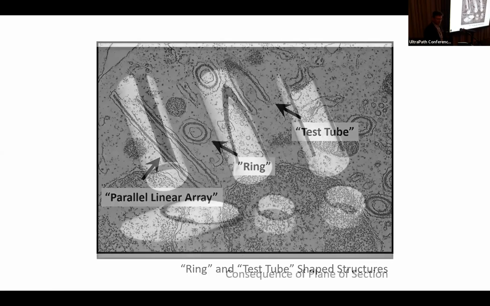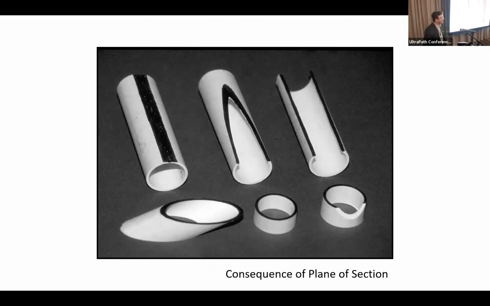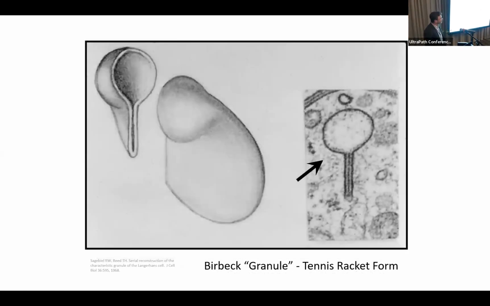But if you put your 3D X-ray glasses on, you realize that those are just different planes of section through the same exact structure. So here, depending on your plane of section, you can end up with your rings, there's your cup shape, and your test tubes.